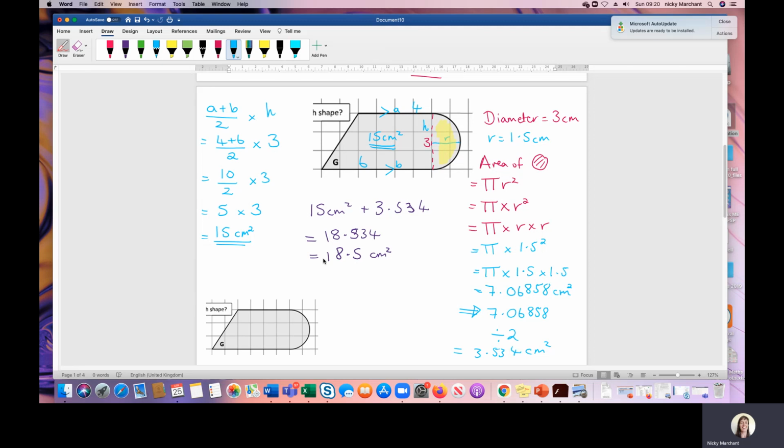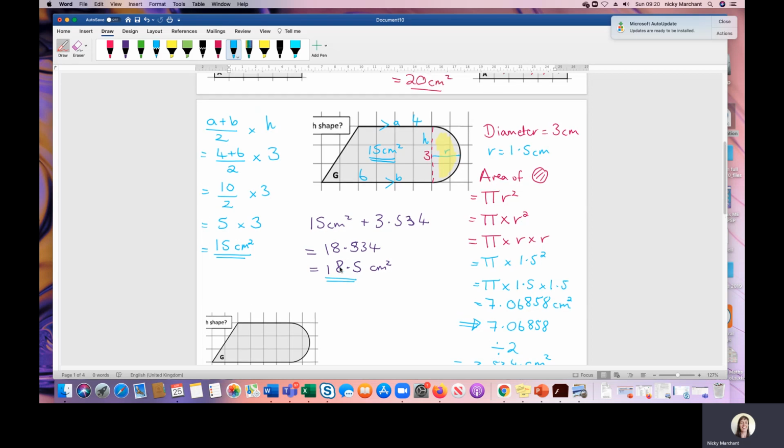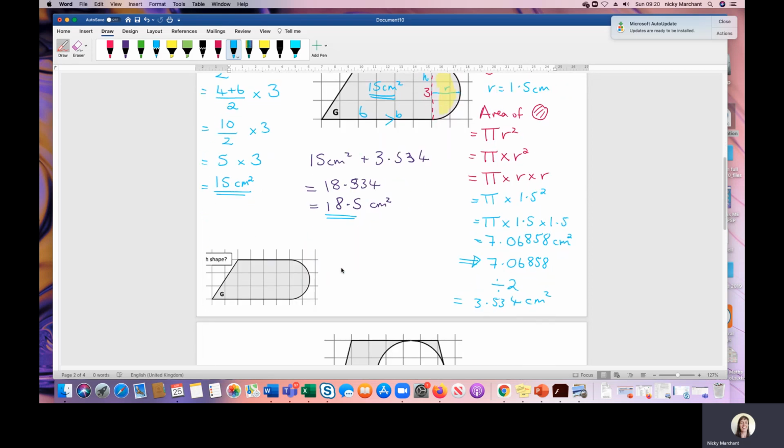Make sure you always make it clear what your final answer is. The reason I've put this other shape down here in the corner is because there is another way of splitting this up. If you can use your trapezium rule, it's perhaps quicker. But here we've got a triangle, so if you use your triangle rule, and you've got a semicircle on the end and the rectangle in the middle, you might find it easier and prefer to do that.